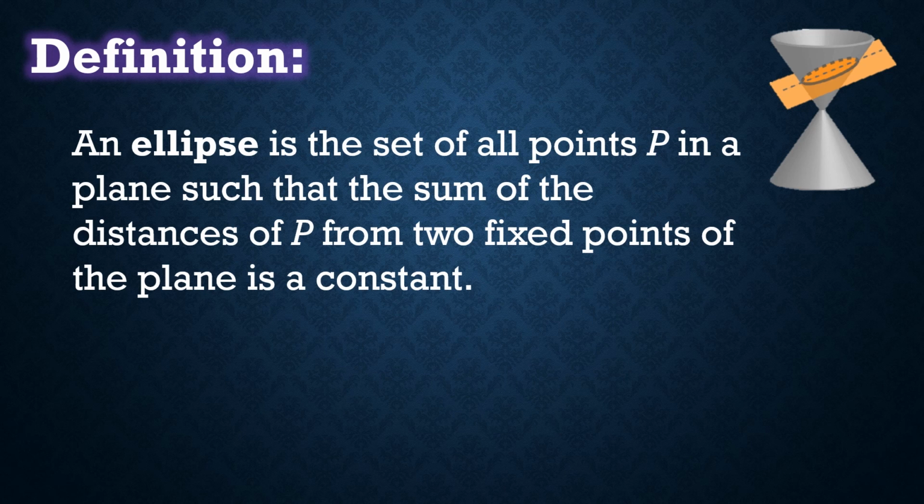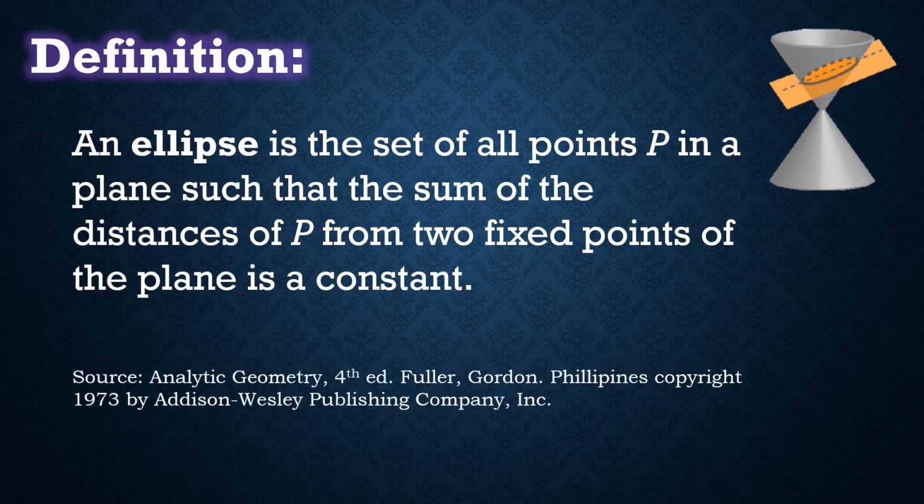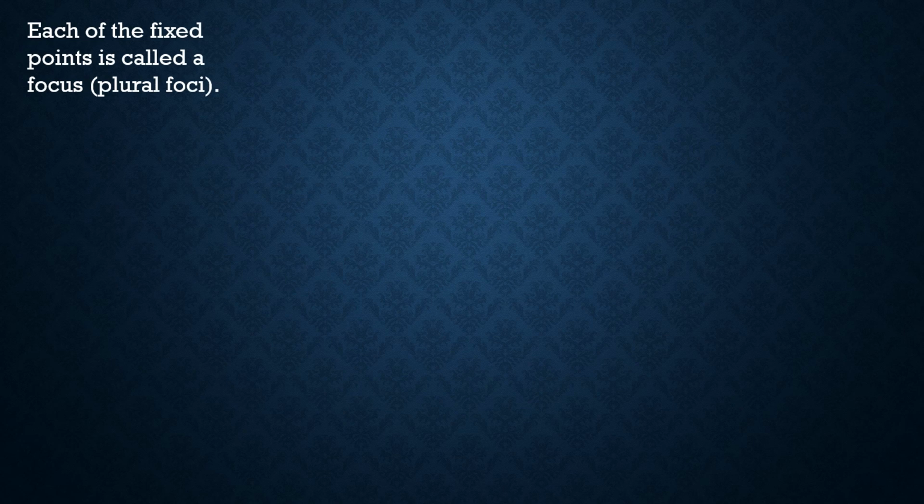An ellipse is the set of all points P in a plane such that the sum of the distances of P from two fixed points of the plane is a constant. Each of the fixed points is called a focus. In plural form, it's foci.